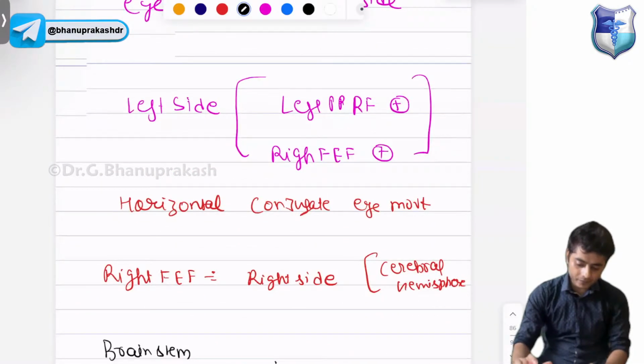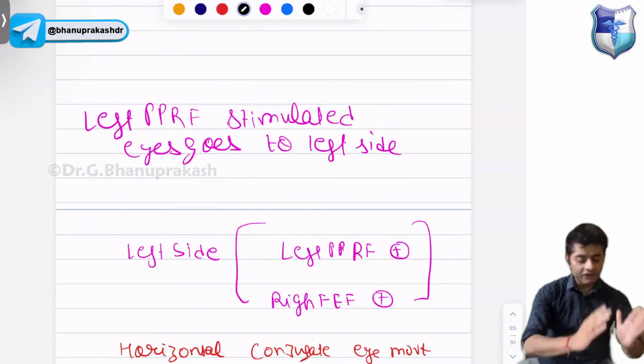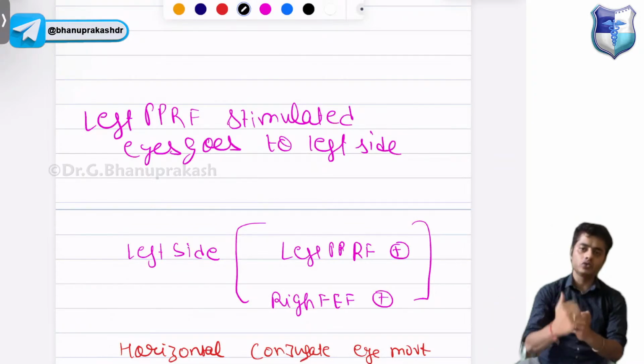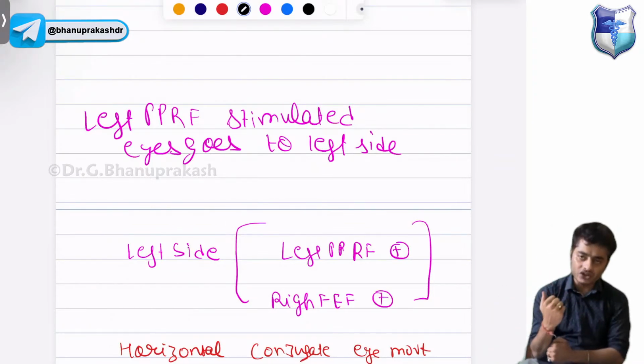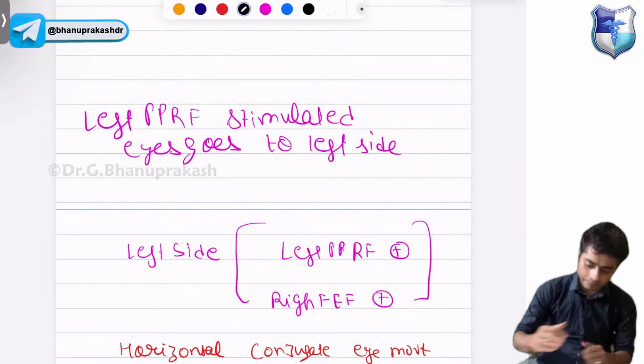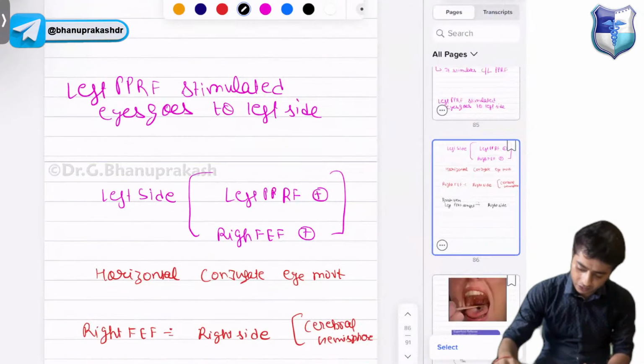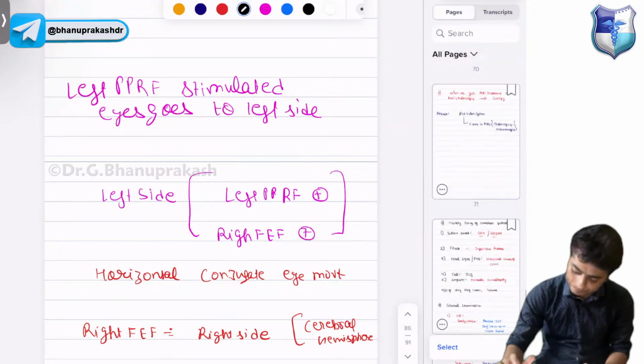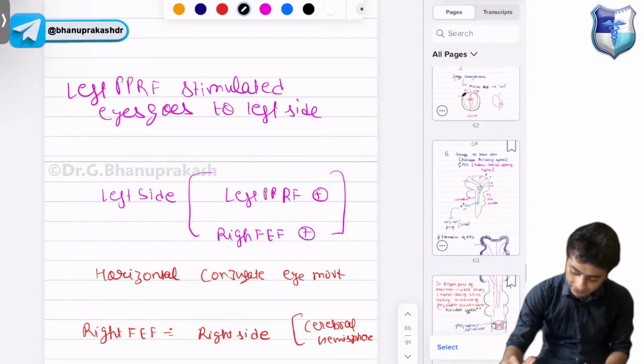Did everyone understand? Just tell me: PPRF helps us to look on the same side. Frontal eye field helps us to look to the opposite side by stimulating the contralateral PPRF. Very good. If everyone understood, fine; if anyone has any doubt, just tell me in the comment section. I will repeat again.